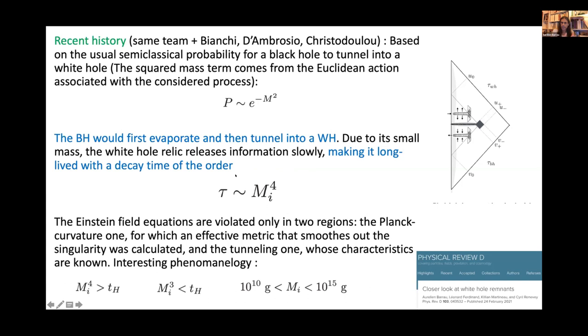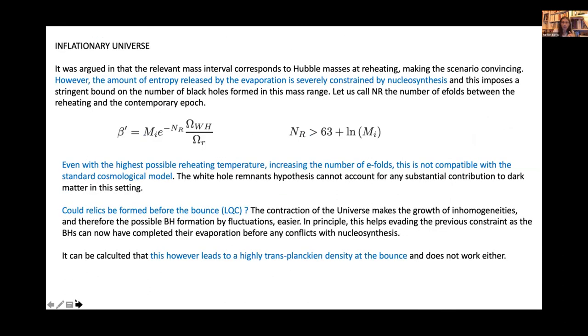So the interesting case for phenomenology that we have recently studied in this paper is when the black holes have already completed their Hawking evaporation, but have not yet decayed and are therefore metastable relics, which corresponds to this range of mass. So initially, Rovelli and Bianchi argued that we could have here a very good candidate for dark matter, because basically the kind of Hubble masses we have at the end of inflation are compatible with what is required for this model to work.